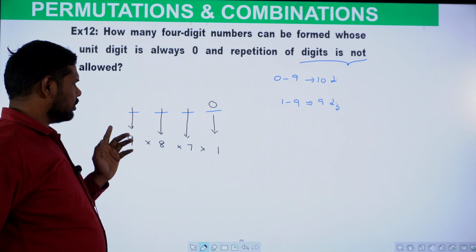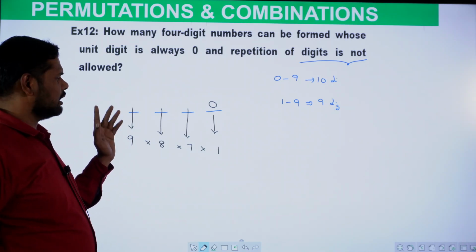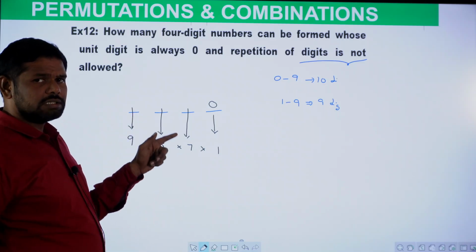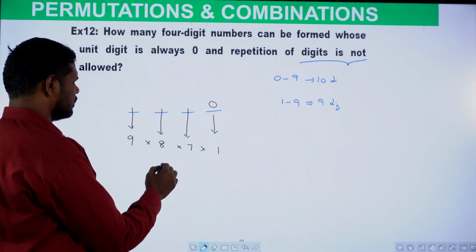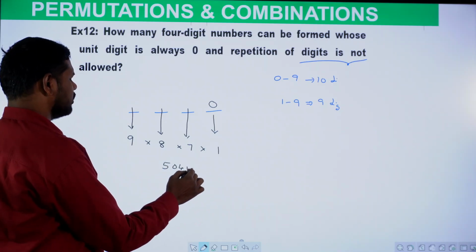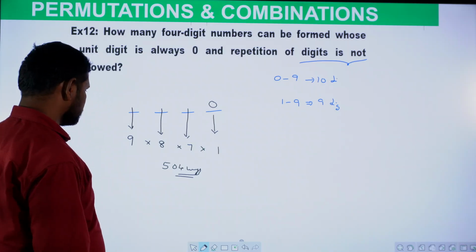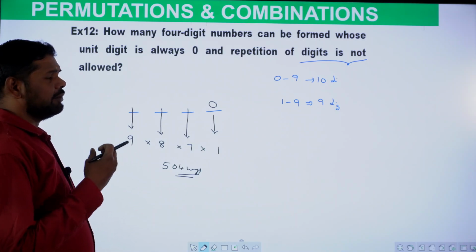So I can choose any one of the 9 digits. The remaining 8 digits are there, I can choose one of the remaining 8. Then one of the remaining 7 I can choose in the third place. So 9 into 8 into 7 into 1. How many ways? 9 times 8 is 72, into 7 is 504 ways. So like this we are going to find out. Very easy and very important also.